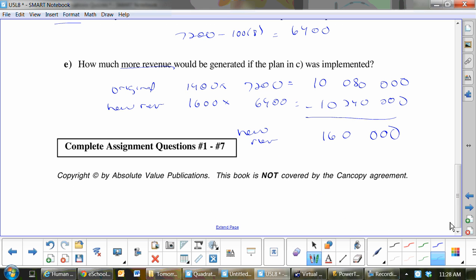Now, does everybody see what happened here? We found the number of increases, and we were able to find a new revenue. Now, if he said, I'm going to cost you $40,000 to do this, you've just made $120,000 more, and you haven't done anything. In fact, what are the advantages of going down to 6,400 people?